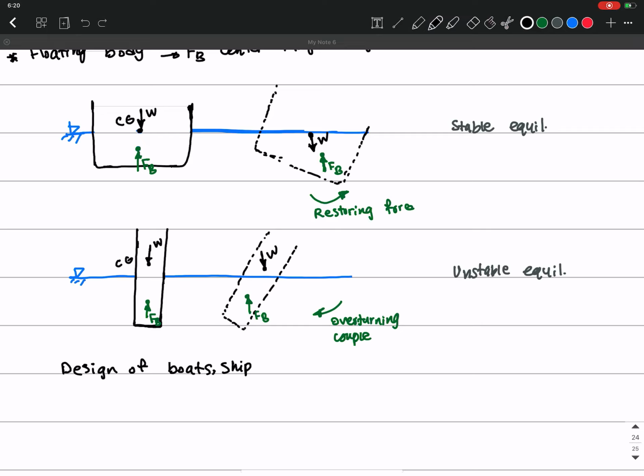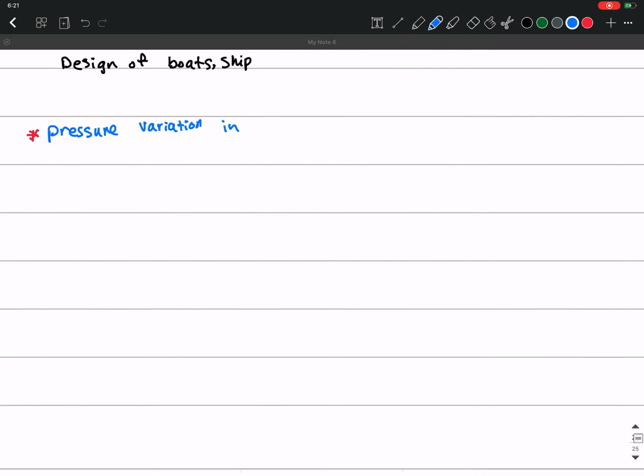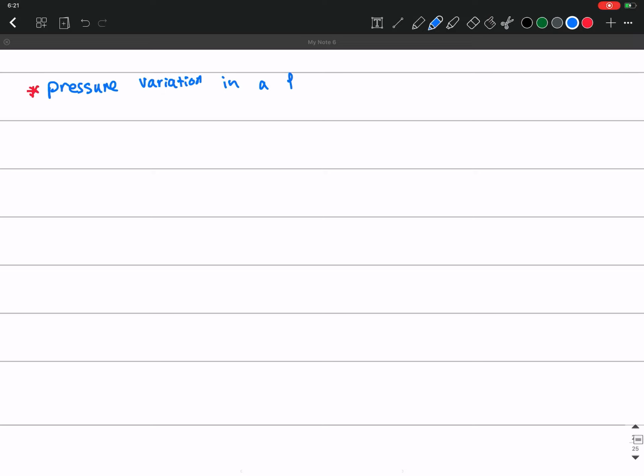Okay, so now let me go to the next topic, which is pressure variation in a fluid with rigid body motion.